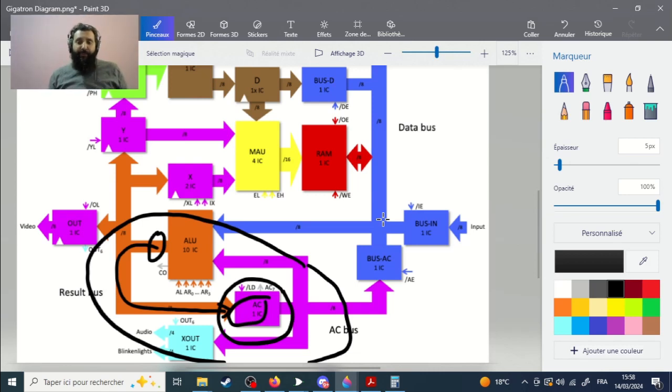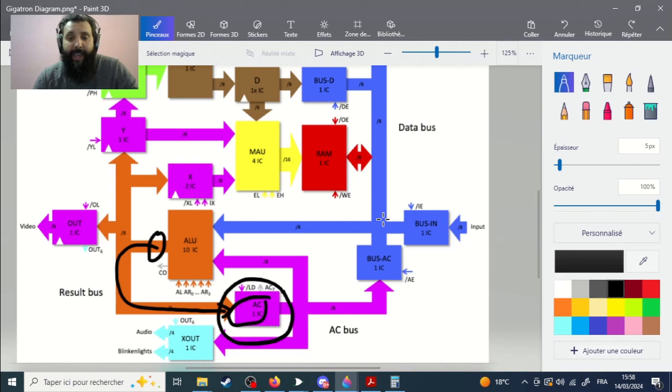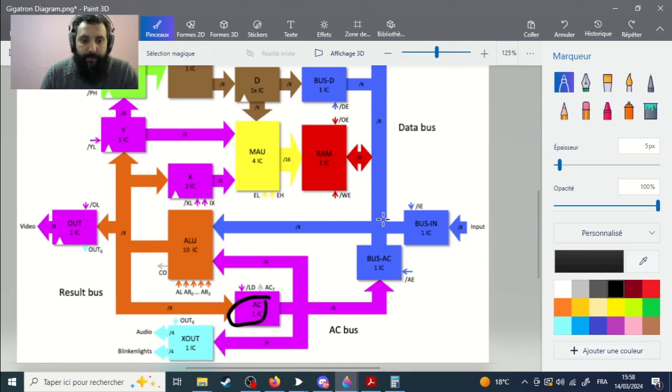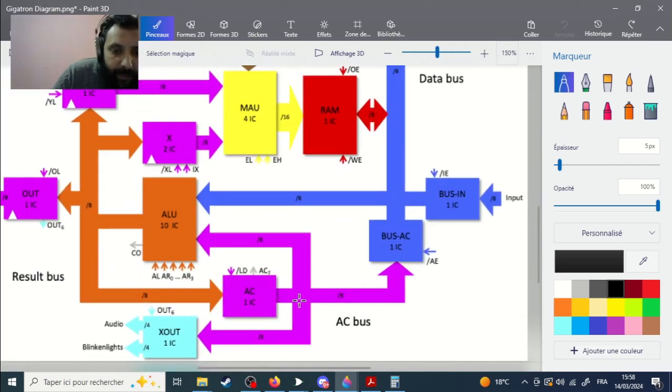The Intel processors used in our PCs use the accumulator. The accumulator is a register, used like the A operand, and at the same time it always stores the result of the ALU. The result of the accumulator can go to the output.